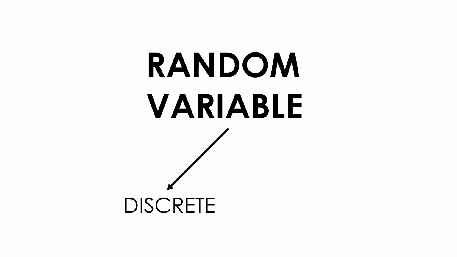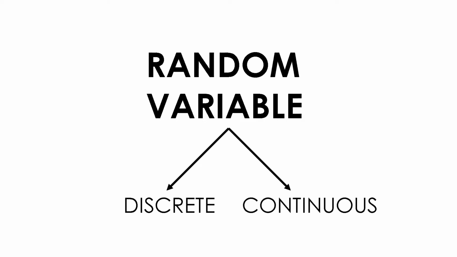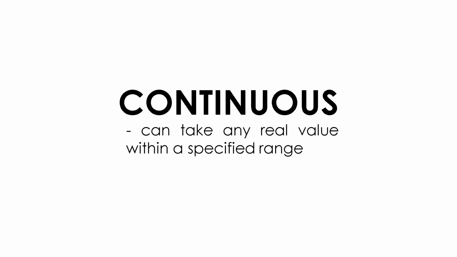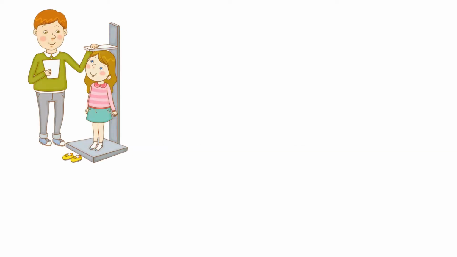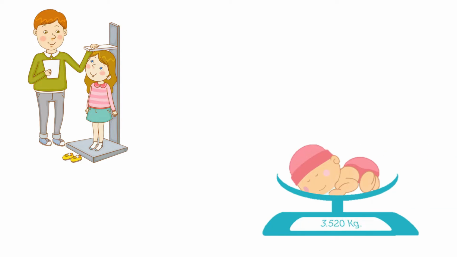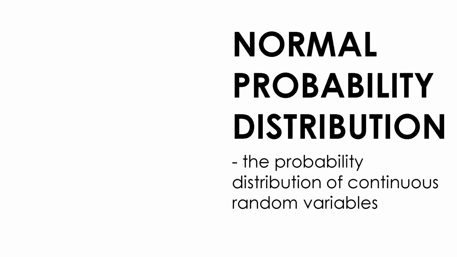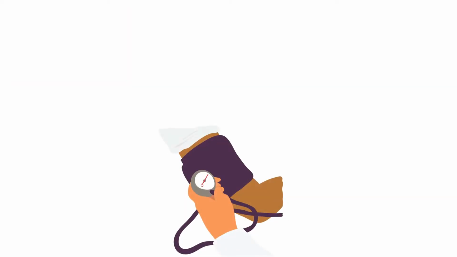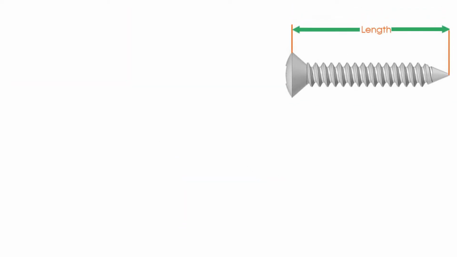First is the discrete random variable, and second is the continuous random variable. Let us recall that a continuous random variable is a random variable that can take any real value within a specified range, like the height of your child or the weight of a newborn baby. The probability distribution for a continuous random variable is called a normal probability distribution or a normal curve. Normal distribution is a very important statistical data distribution pattern occurring in many natural phenomena, such as test scores, blood pressure, lengths of objects produced by machines, and etc.